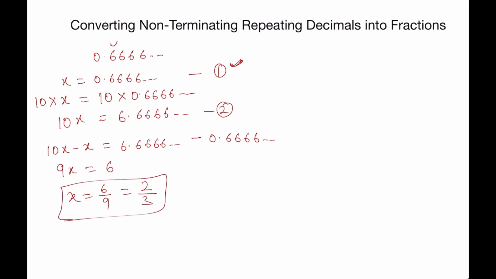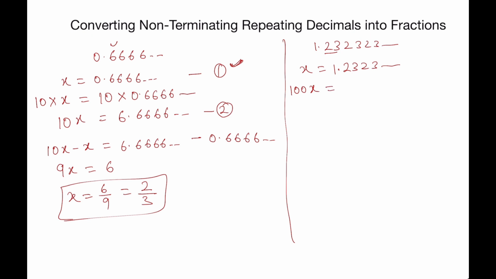Now suppose there is a number like 1.232323, meaning two digits are repeating. Because there are two digits, we will multiply both sides by 100. So x is equal to 1.2323 and so on, and we will multiply by 100.